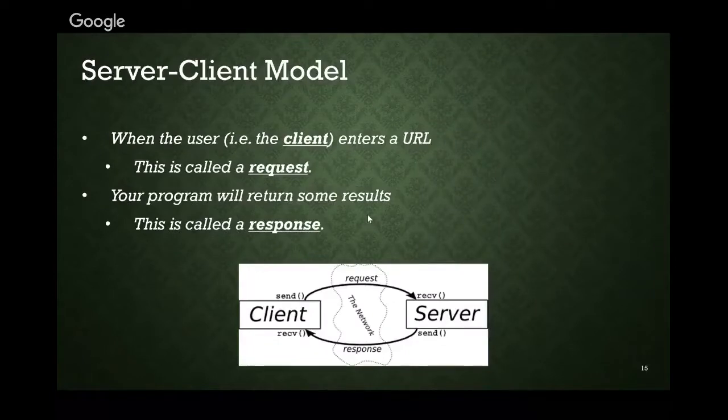When the user enters the URL, it sends a request. Your program is backend code that is stored and run on the server, and returns some results. Then the result will be read by the client, and it becomes a response. That's the full picture of our server-client model: two computers, the server and the client, talking with each other through request and response.